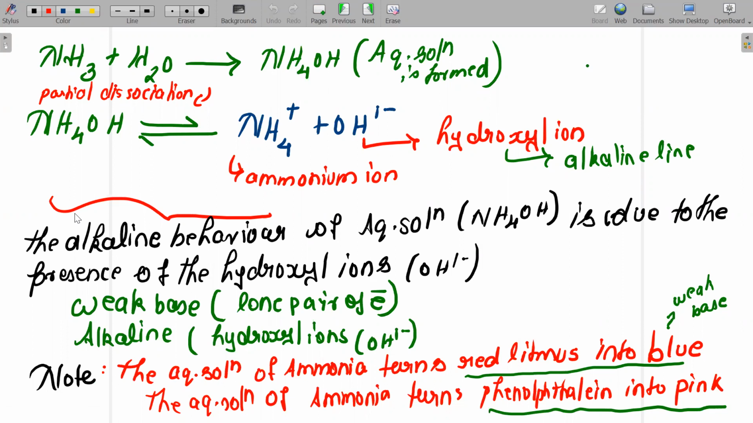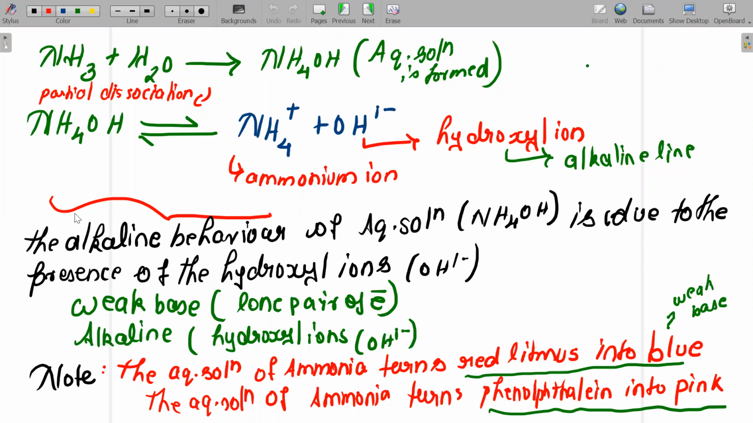What do you mean by ammonia? What do you mean by ammonium? Sir already discussed, right? Ammonium is nothing but just an ion. Ammonia is a molecule. So you understood what partial dissociation is?